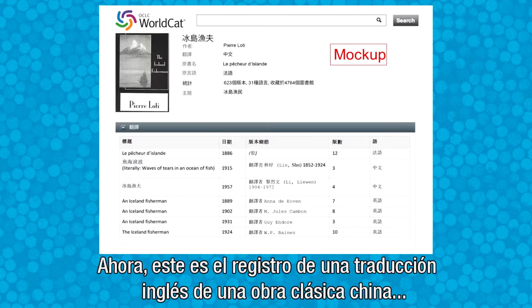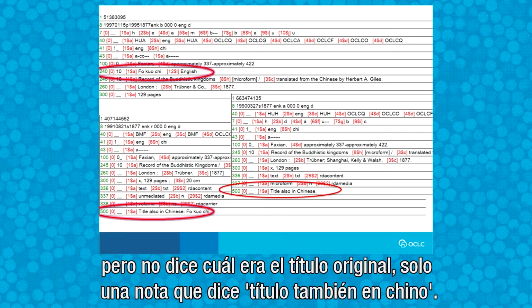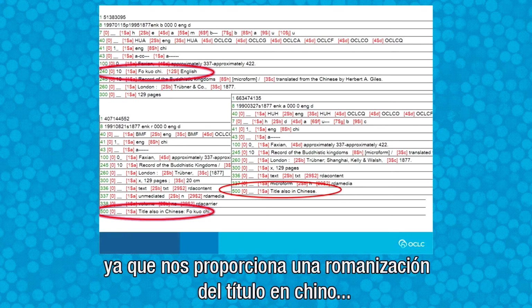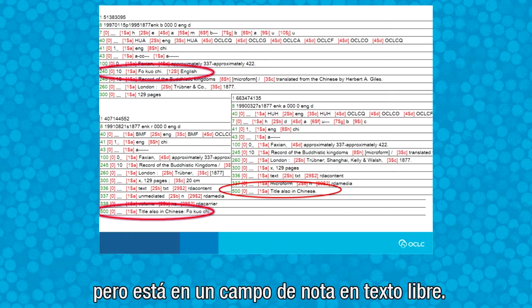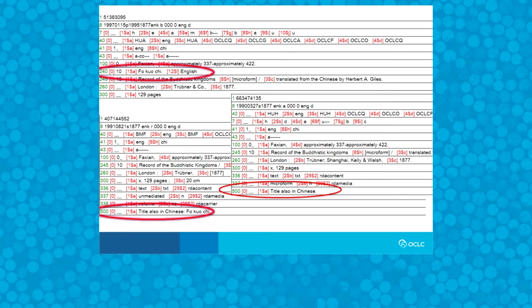Now this is a record of an English translation of a Chinese classical work, a travelogue of a Chinese explorer around 400 AD, but it doesn't say what the original title was, only a note saying title also in Chinese. Well, this one is a little bit better as it gives the romanization of the Chinese title, but it's in a free text notes field. And this one gives the Chinese title in a uniform title field.